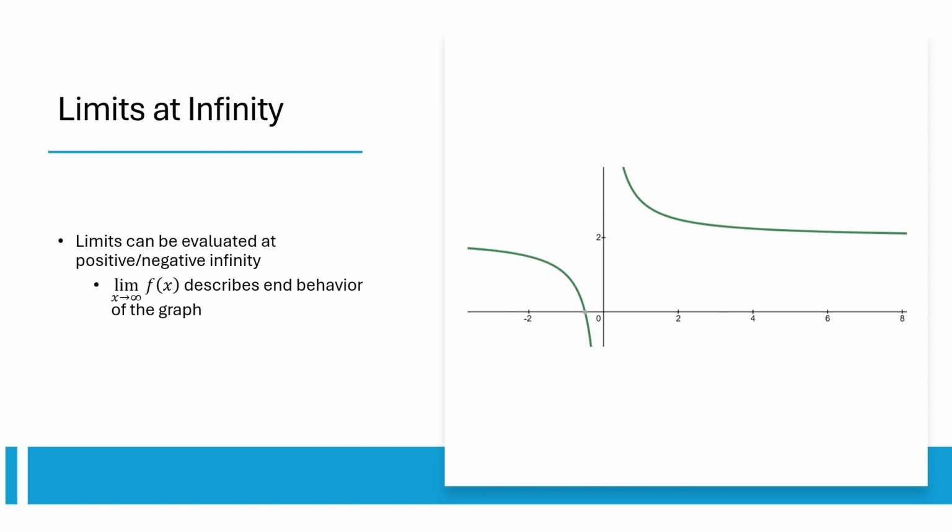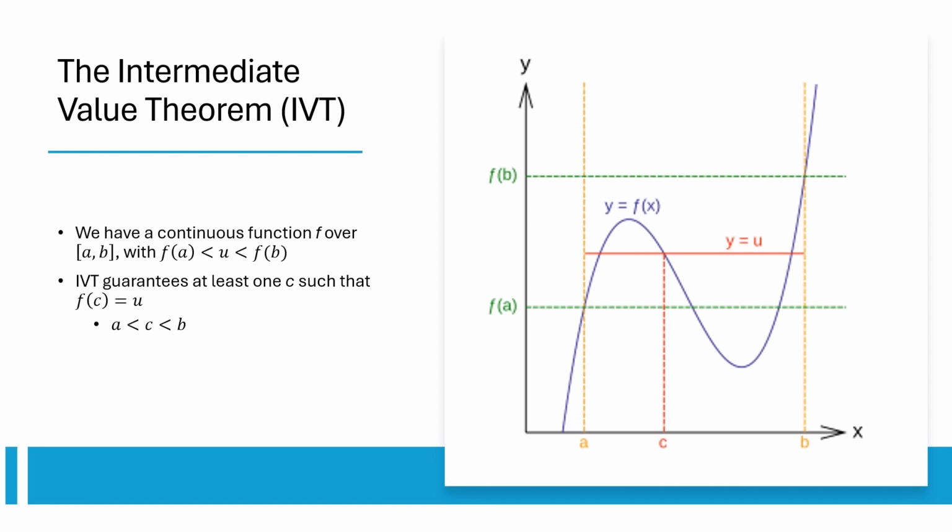As x approaches infinity or negative infinity, the behavior of a function is analyzed using limits at infinity. This helps determine horizontal asymptotes and understand long-term trends of a function. The IVT states that if a function is continuous on the closed interval from a to b, and a number lies between f of a and f of b, then there must be at least one value c in the open interval a to b where f of c equals that number.